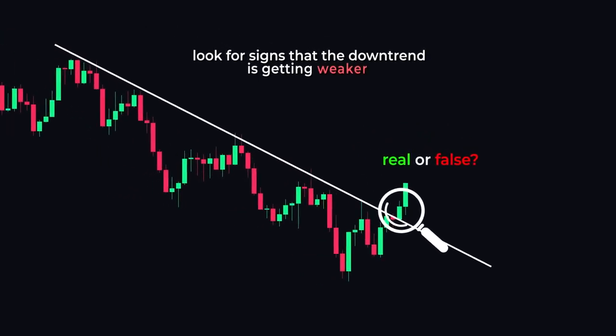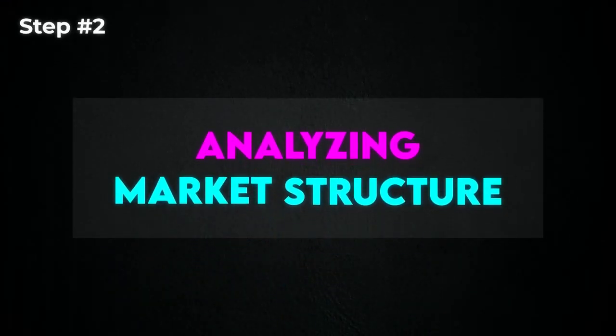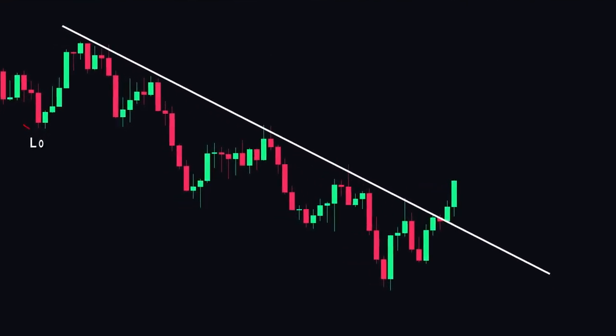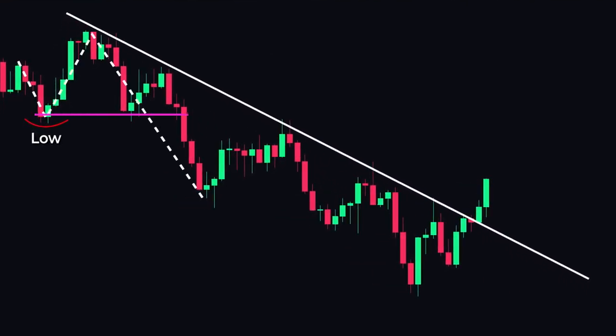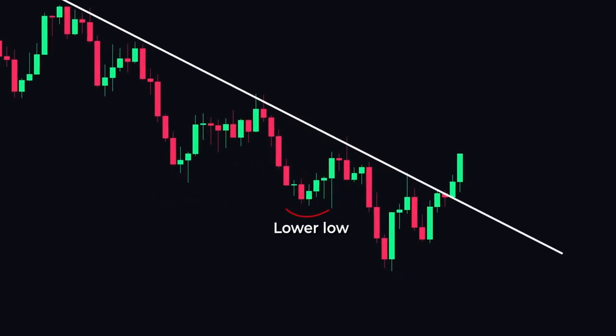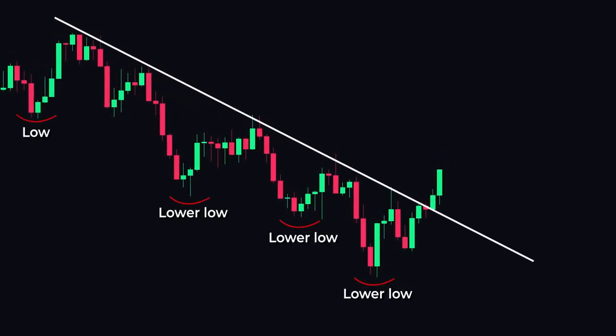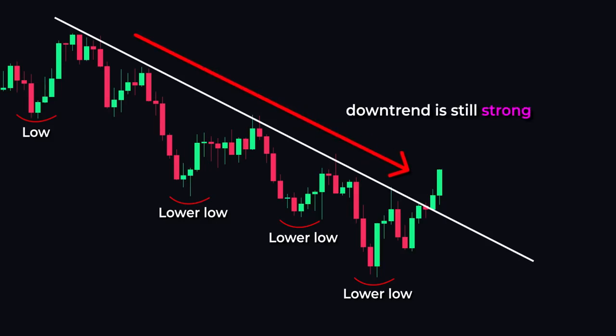look for signs that the downtrend is getting weaker, and the way I do that is by analyzing market structure. Here's how it works. In this example, price makes a low, then it breaks that low, forming what's called a lower low. Shortly after, it happens again. Price breaks the previous low, forming another lower low. And then once more, price breaks the low and forms yet another lower low. This shows that price keeps forming lower lows, which tells us the downtrend is still strong.